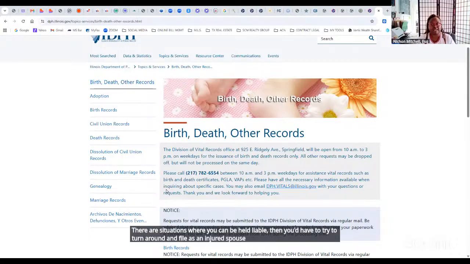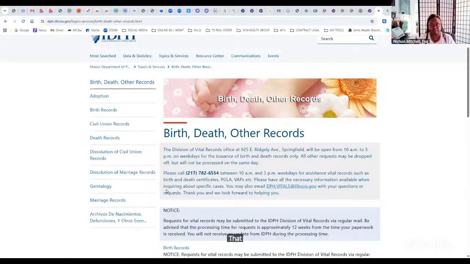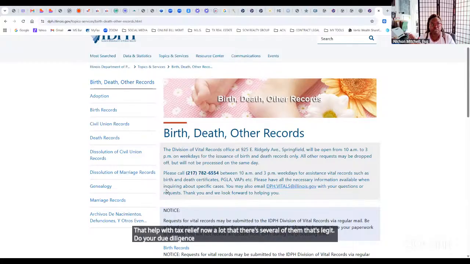And in order to do that, I would either get a tax preparer or an accountant who's familiar with doing that, or they have these companies that help with tax relief. Now, there's several of them that are legit. Do your due diligence first. But there are also former IRS agents who have started up businesses to help people. You may want to get somebody like that to help with injured spouse.